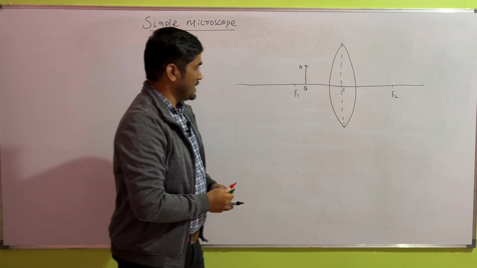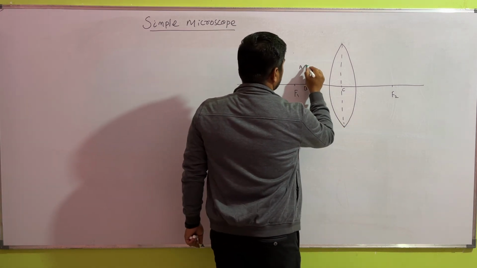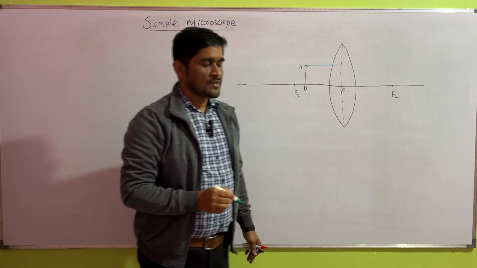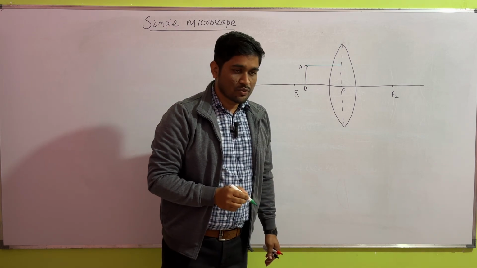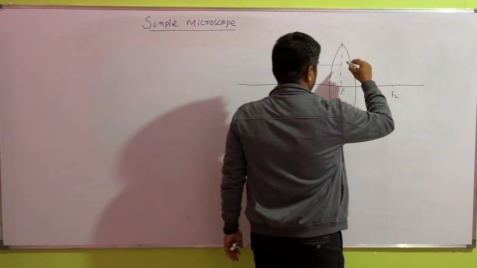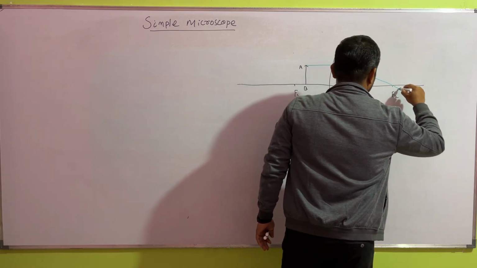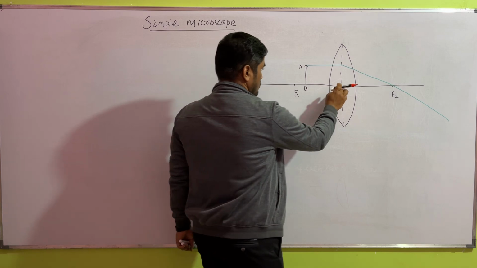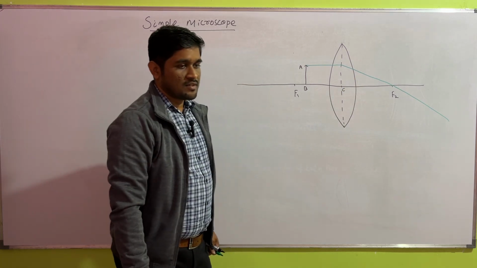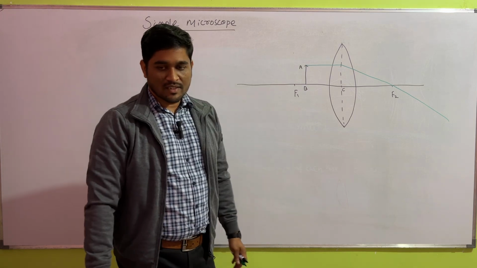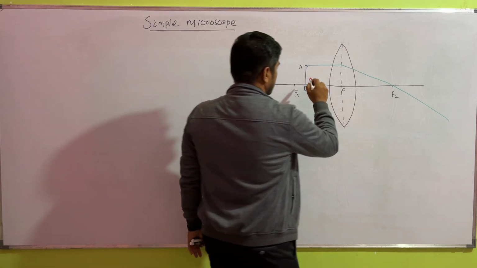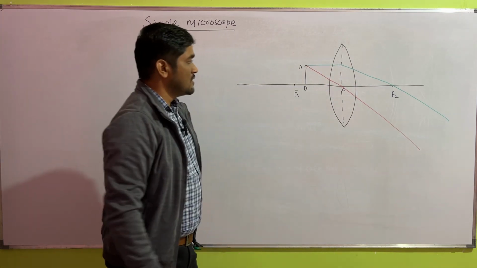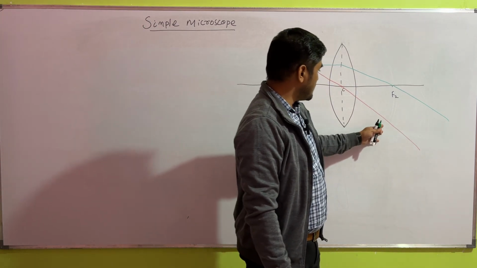Then one of the rays that passes parallel to the principal axis, after refraction through the lens, will pass through the focus. So the ray will follow this path. Then another ray which passes through the optical center suffers no refraction. That means there is no deviation in its path. Let this be the ray that passes through the optical center, so no deviation in its path.